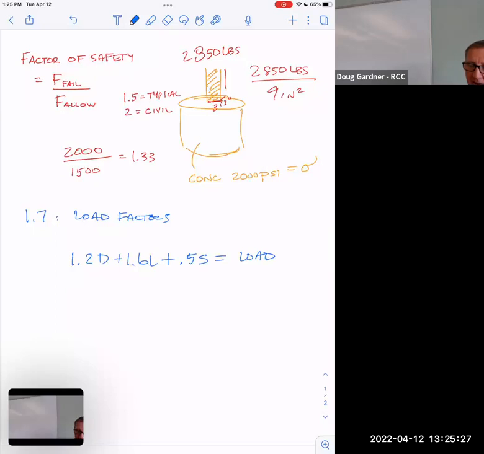So these are load factors, and it's exactly what I was just talking about. That 1.33 is like adding 33%. You're adding 33% to what it can do, or taking 33% away, if you will. Well, notice this is basically plus 20%. You're adding 20% on top of that. What's D? D is the dead load. L is the live load. And S is the snow load.